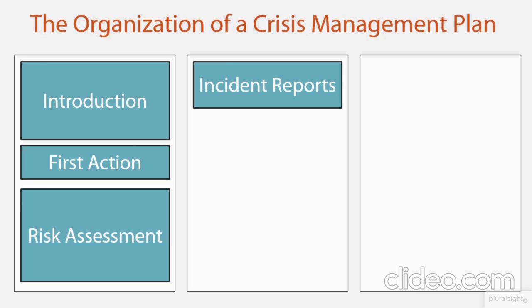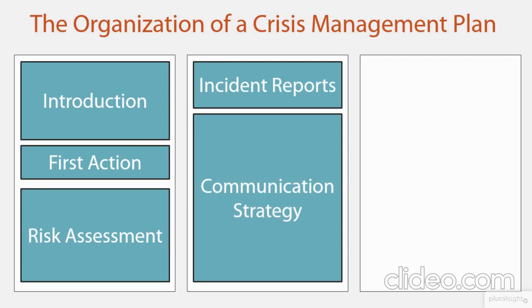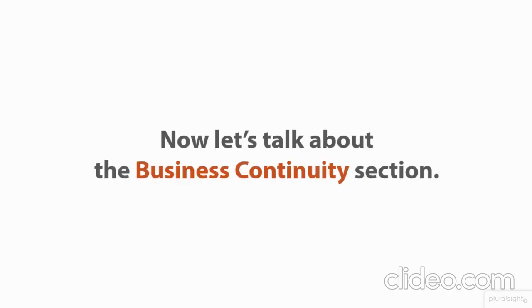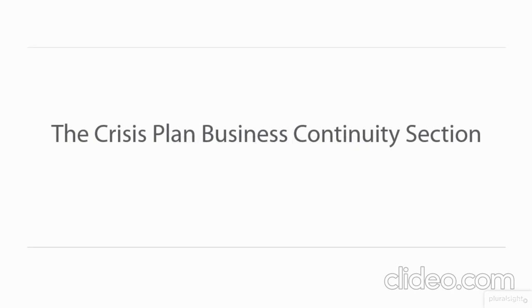In terms of location, the Communication Strategy worksheet generally follows the Incident Report section. The next major section is the Business Continuity section, so let's talk about that now. This clip is going to discuss the Business Continuity section of a crisis management plan and the contributions such a section can make to the overall document.